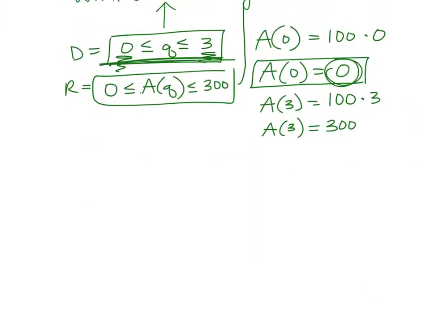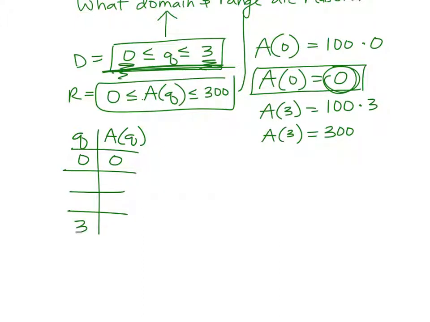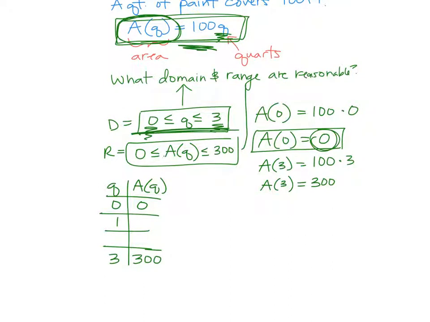But what you're going to do, if you're going to graph this, and if it's helpful to you, I would do a T-chart for the number of quarts and the area that those quarts cover. So we already said if you plug in 0, you get 0, right? If you plug in 3, what did we get? 300. Okay, so plug in 1. If I plug 1 into that function up here, 100 times 1 is 100. If I plug in 2, what do I get? 200.